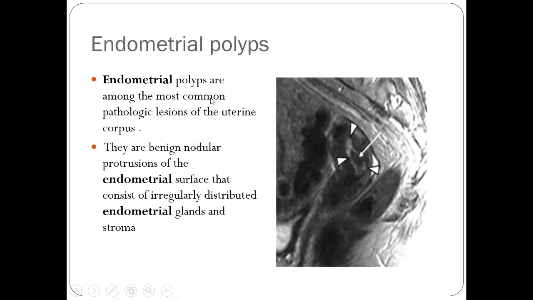Endometrial polyps are among the most common pathological lesions of the uterine corpus. They are benign nodular protrusions of the endometrial surface that consist of irregularly distributed endometrial glands and stroma. It's a very important cause of dysfunctional uterine bleeding, especially in the childbearing age group.